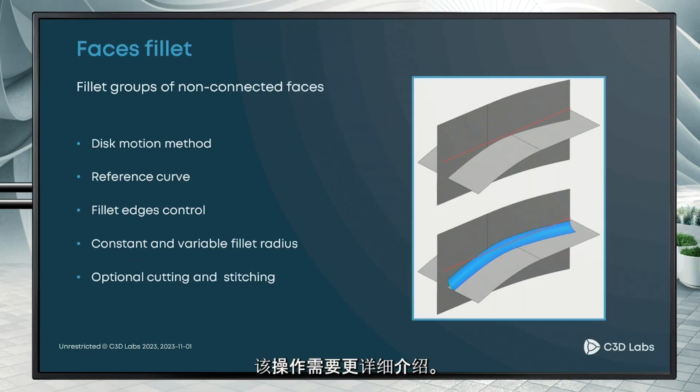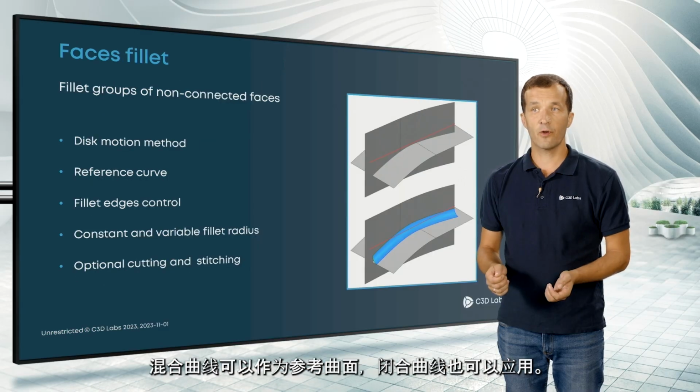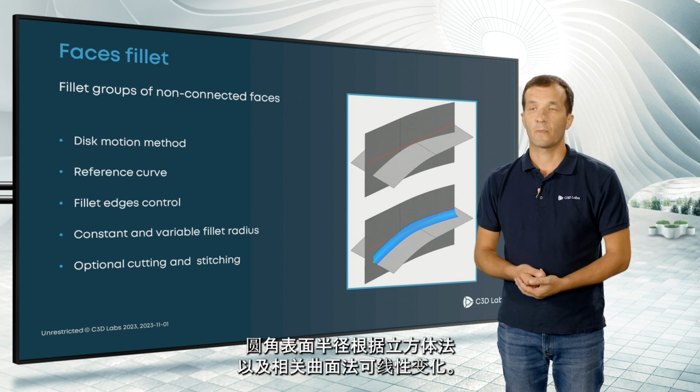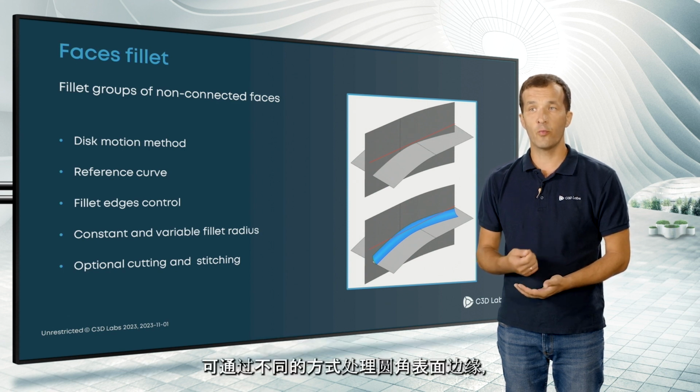I will consider this operation in more detail. The algorithm for constructing the surface of a conic section has been improved to create fillets of face groups using the disk motion method. The disk moves along the reference curve, touching two groups of faces. The operation requires a reference curve. The reference curve can be a composite curve, and it can also be closed. The radius of the fillet surface can vary linearly, according to a cubic law, or according to a given curve law.